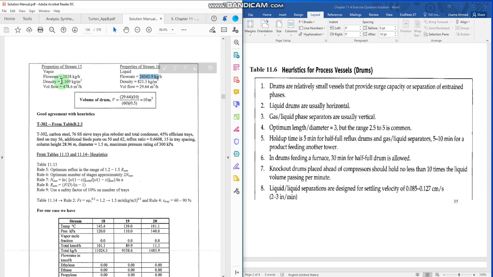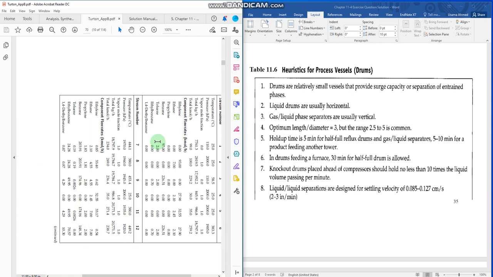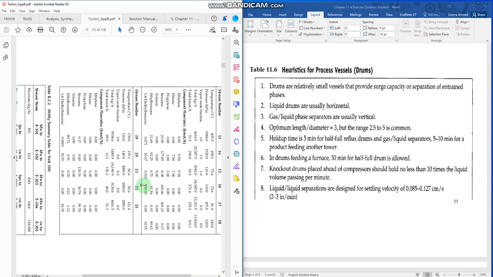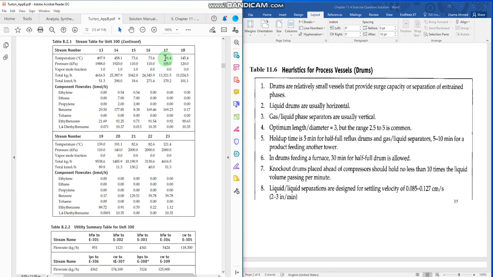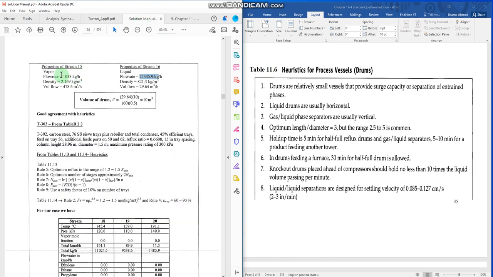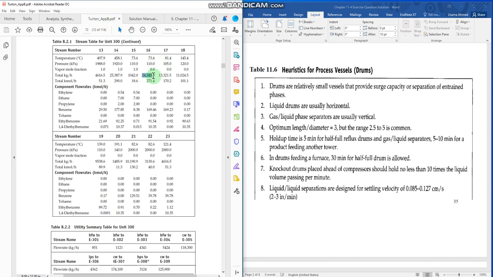Similarly, the density, how can you calculate this one? Here, stream number 15 shows 1042 kg per hour. So you have to check what is the mistake here. For stream number 16 it is 24,345. Stream number 16 is actually equal to 24,345.